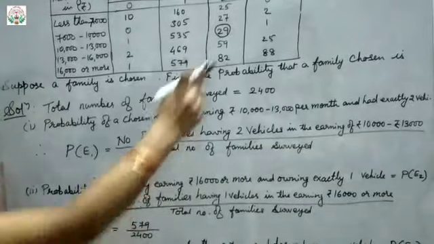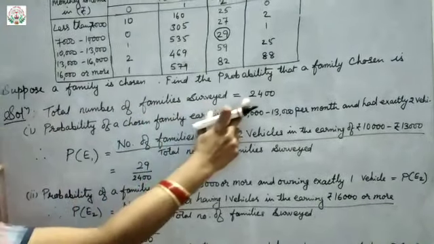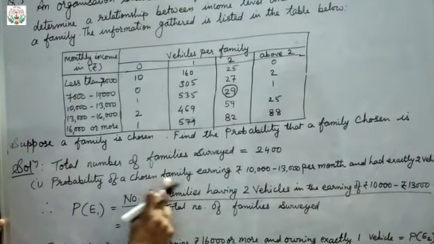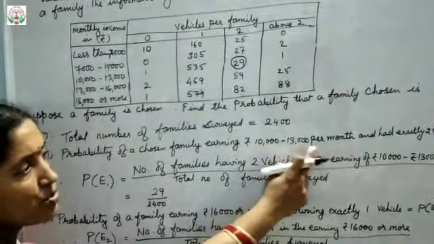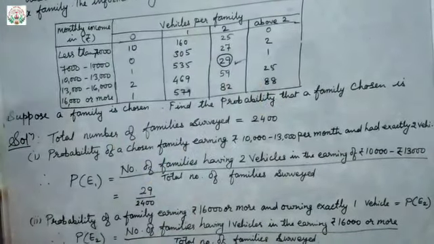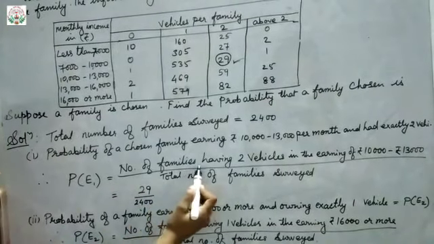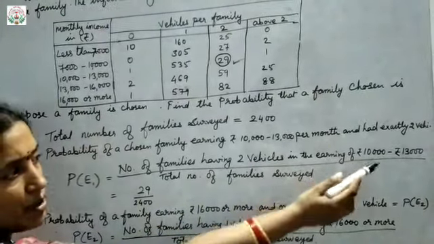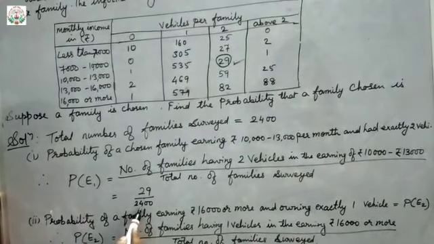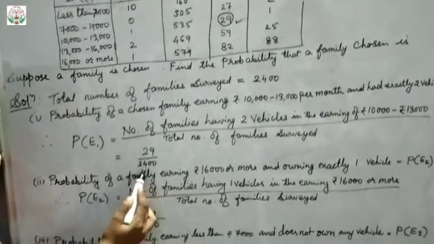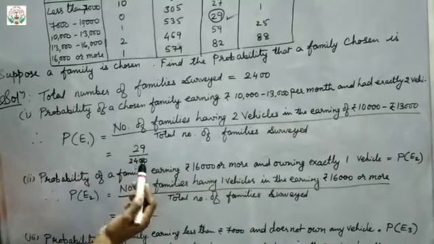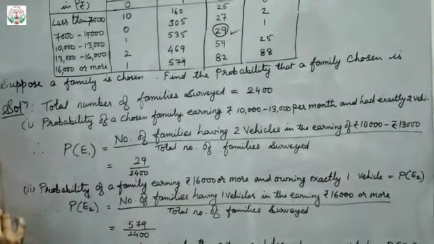Clear, children? Now the total number of families surveyed was how many? 2,400. In that, the probability of a chosen family earning 10,000 to 13,000 per month and having exactly 2 vehicles: how many families are there? 29. So the number of families having 2 vehicles with an income of 10,000 to 13,000 is 29 upon the total number of families, 2,400. 29 is a prime number, so it is not divisible.